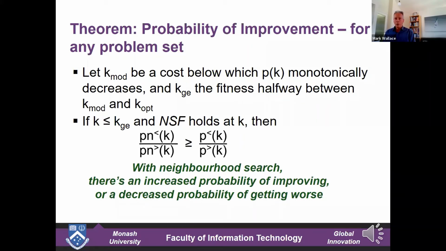So if our fitness is better than K half and NSF holds at K, then we've got the result that the probability in the neighbourhood of improving divided by the probability of getting worse is better than the probability in the search space as a whole of improving divided by the probability of getting worse. So with neighbourhood search, given that the NSF property is satisfied, there's an increased probability of improving or a decreased probability of getting worse. So we've escaped from the conclusions of the no free lunch theorem.